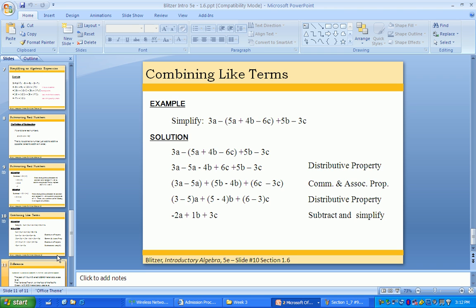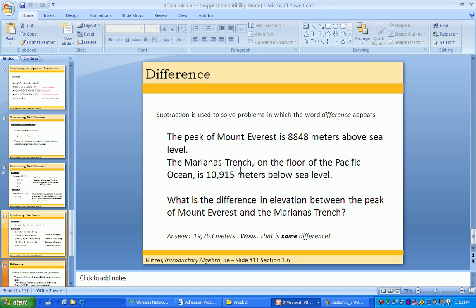So that pretty much concludes the lecture. Go ahead and look at this example and take some time to see if you come up with the same answer, and practice those problems. Good luck.